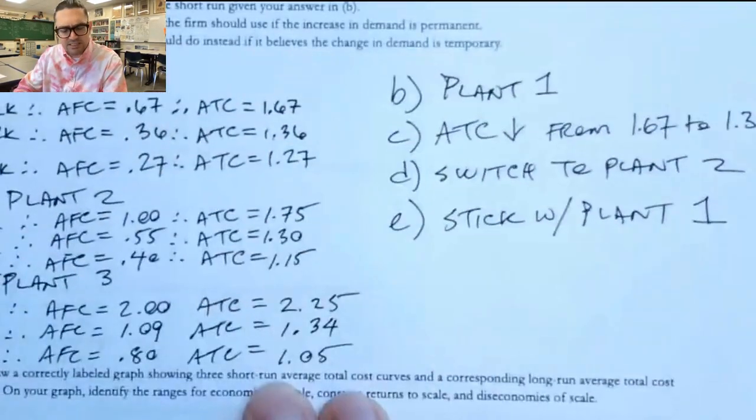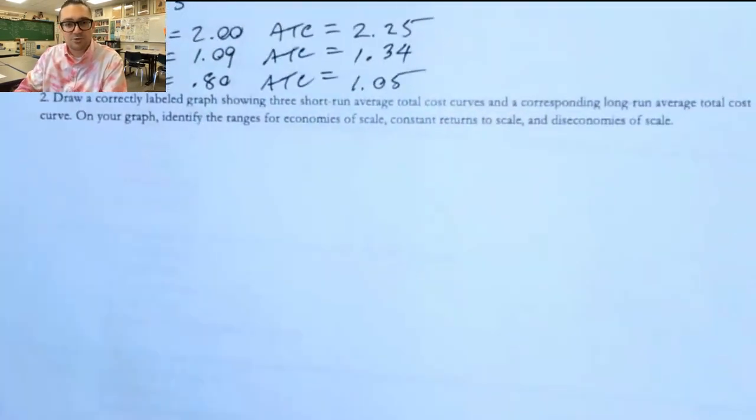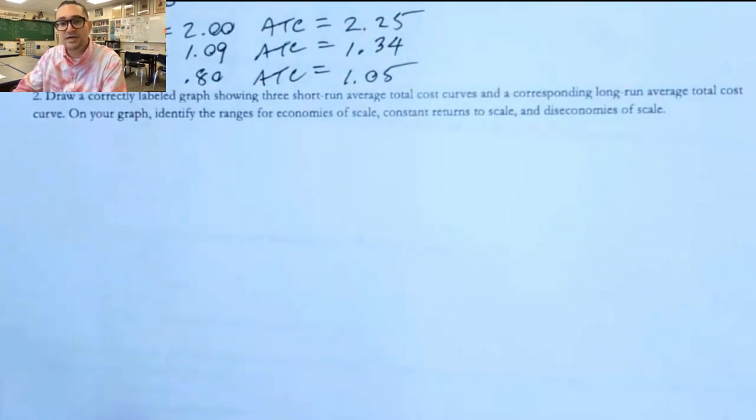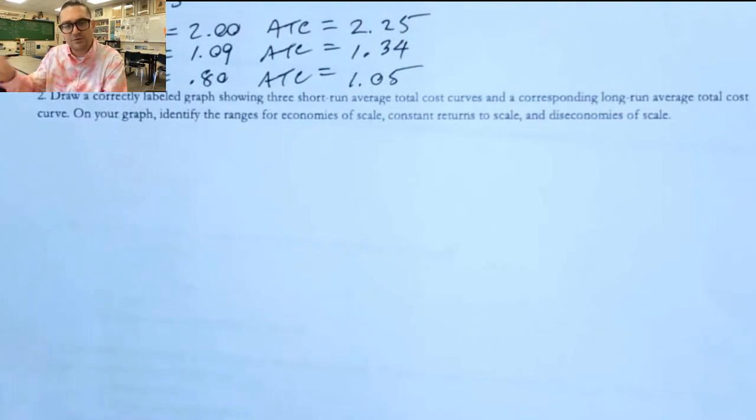I know that this is a laborious task of calculating these average costs, but it's also good practice. So hopefully you were able to follow all of that. Let's do number 2. Draw a correctly labeled graph showing 3 short-run average total cost curves and the corresponding long-run average total cost curve. On your graph, identify the ranges for economies of scale, constant returns, and diseconomies of scale.